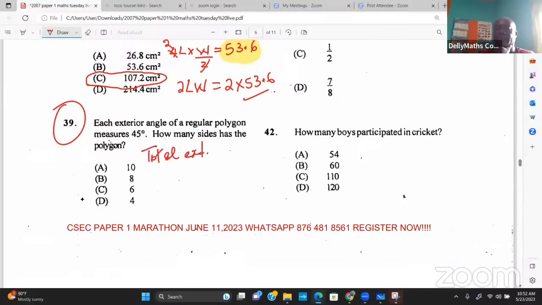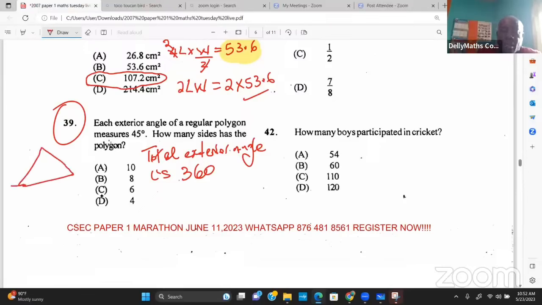exterior angle is always 360. If you have 100 sides, when you add up all the exterior angles, it's going to come to 360. If you have a triangle, you add up the exterior angles, 360. It doesn't matter. Total exterior angle is 360. All right, which was one of the questions that just came the other day. Understand? 360.